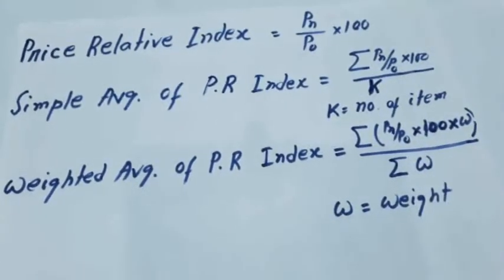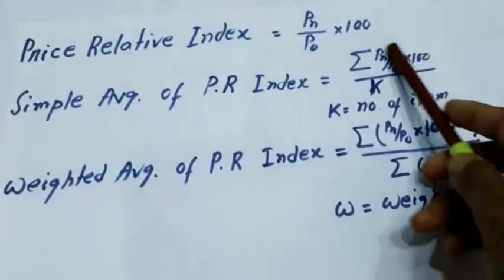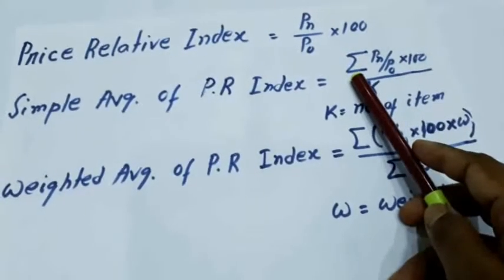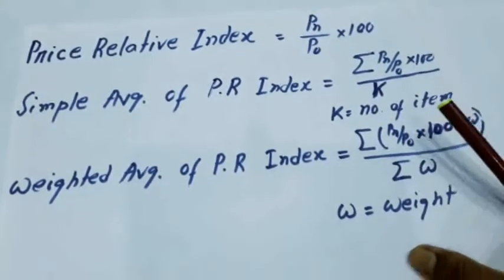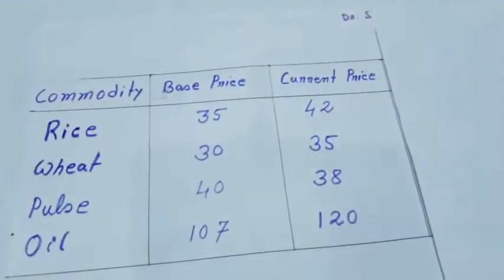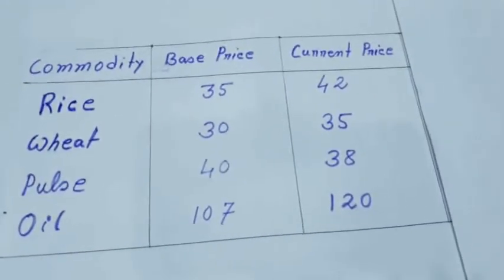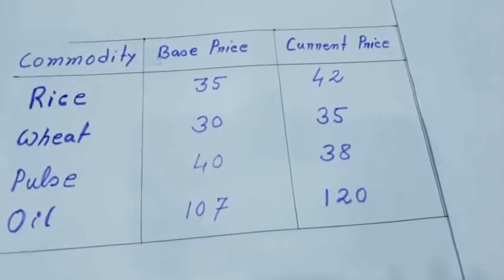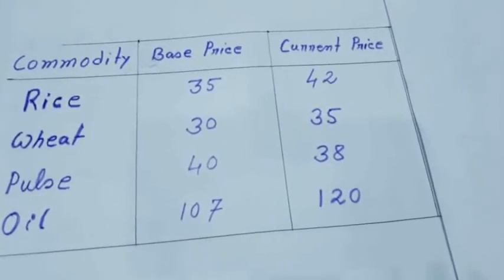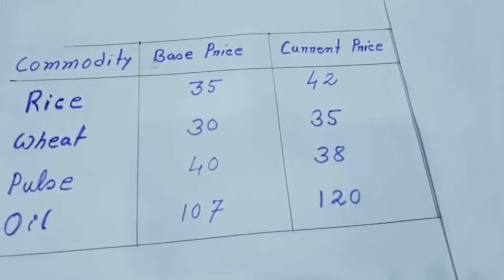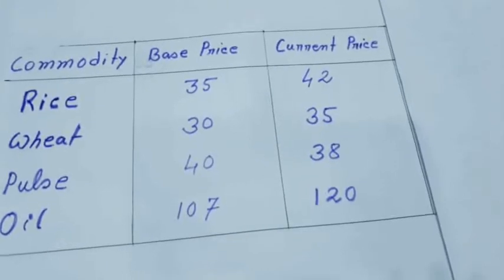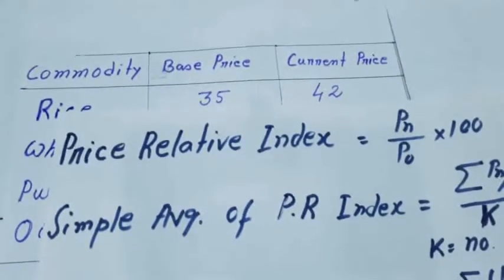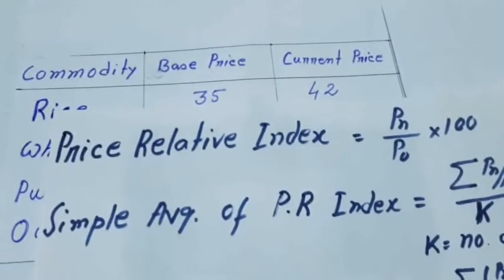Now we will understand this method by a problem, and the problem is, suppose this is the problem given. There are 4 commodities and whose base price and current price is given for each and every commodity. We have to find out the simple average of price index.